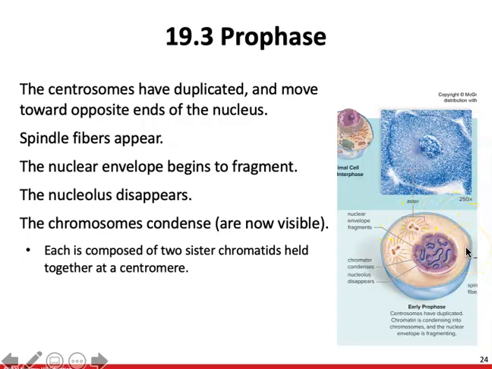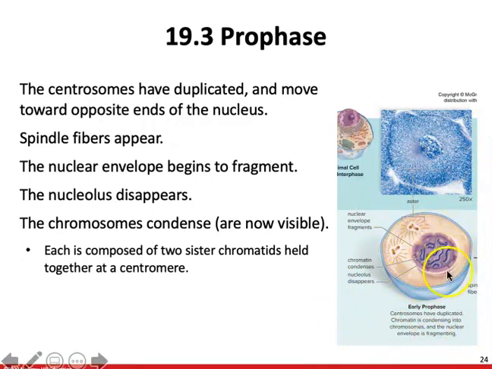Spindle fibers are going to start to appear. These spindle fibers are going to branch out from the centrosomes. These are going to be the microtubules that are going to help push, pull, and direct the chromosomes to where they need to go during this process. The nucleolus is going to also start to disappear, and the nuclear envelope is going to fragment. If you remember way back when we talked about the different parts of the cell, we talked about how the nucleus is surrounded by a nuclear envelope. So this region right in here is our nuclear envelope.